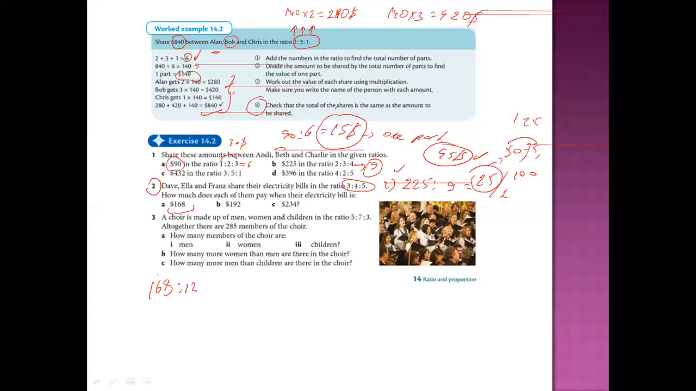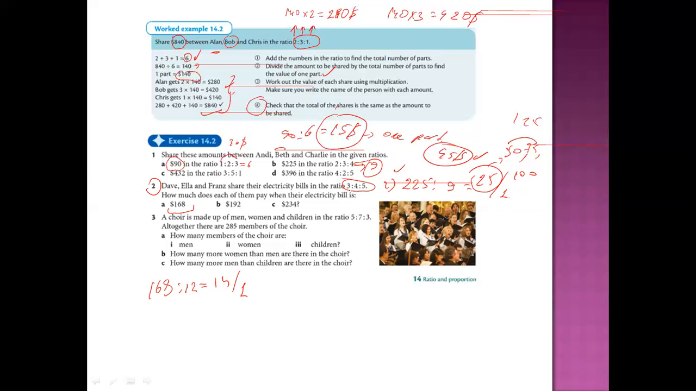168. Am I right? Yes, 168 divided by 12 is 14. What is the 14? It is the payment of only one part, as you see here. So in the first step, find the number of parts. And in the second step, divide to get the value of one part only. For one part, we should pay only $14.